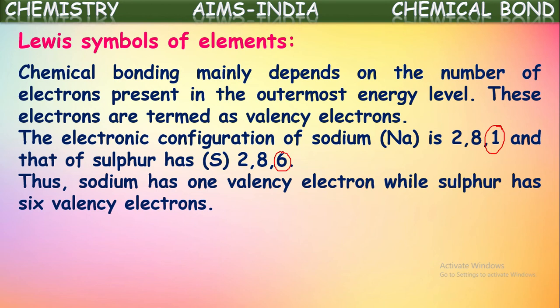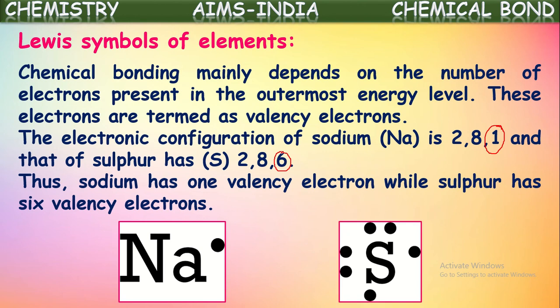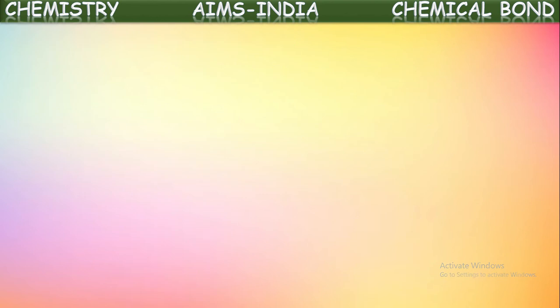Now, these can be represented by dot structures. For sodium, as it has only one valence electron, first its symbol is written and then a dot. It is represented around its symbol, which represents the valence electron of sodium. As sodium has only one valence electron, it is represented with one dot. For sulfur, as we told, there are 6 valence electrons. So the symbol of sulfur is written and around it 6 dots represent 6 electrons. Okay, these are called Lewis symbols.